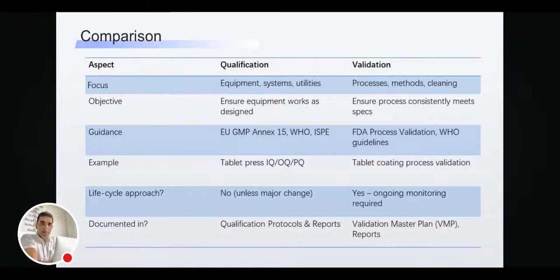Life cycle approach, qualification is usually one time, unless there's a major change. Validation is ongoing, with continuous monitoring. Finally, documentation, qualification, protocols and reports, IQ, OQ, PQ. Validation master plan and reports. In short, qualification equals proving your equipment works. Validation equals proving your process works, over and over again.